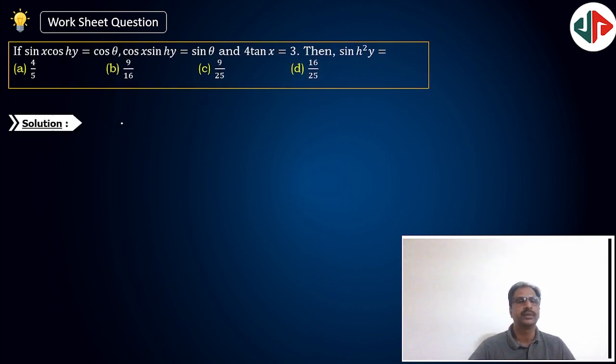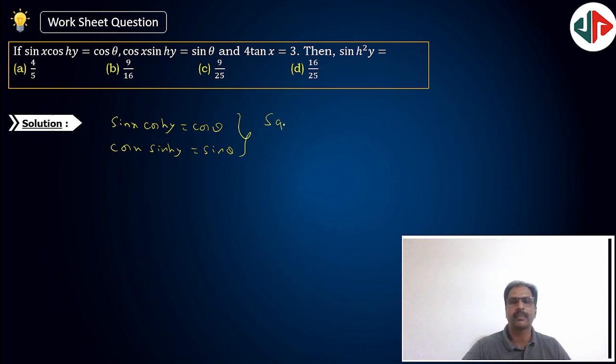Next, sin x cos hy is equal to cos theta, and cos x sin hy is given as sin theta. And tan x is equal to 3 by 4, then what is sin h square y? Squaring and adding: sin square x cos h square y plus cos square x sin h square y is equal to, right hand side will be cos square theta plus sin square theta, which is 1.